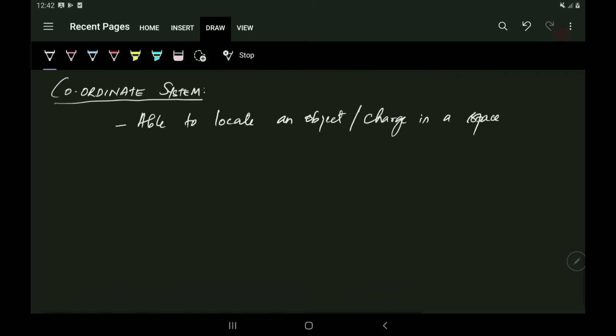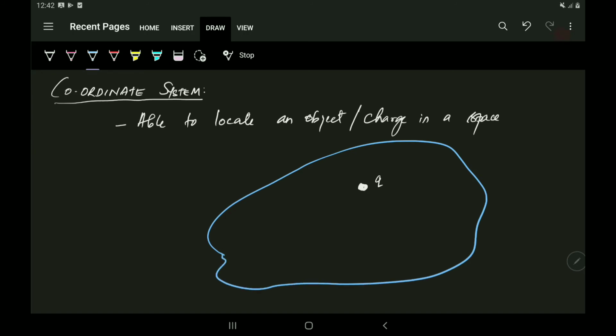For example, if I say there is a charge q in a space, I'm asking you where the charge is in this space, how do you locate it, how do you point to this charge here? Immediately you need some reference point, so that this charge can be easily located. For example, I'll draw axes for reference. You know these: this is x, this is y, and this is z.